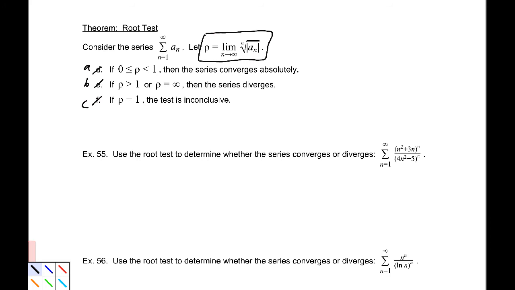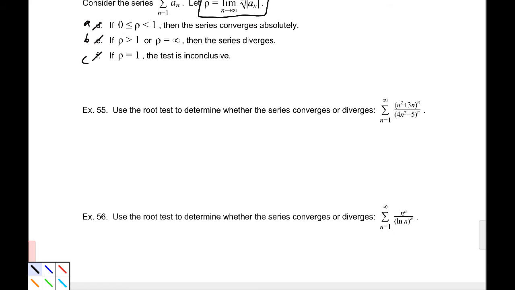All right, number 55. Use the root test to determine if this converges or diverges. Well, by definition, rho is the limit of the nth root of the absolute value of a sub n, which in this case is the nth root of n squared plus 3n to the n over 4n squared plus 5 to the n. The nth root eliminates those exponents.